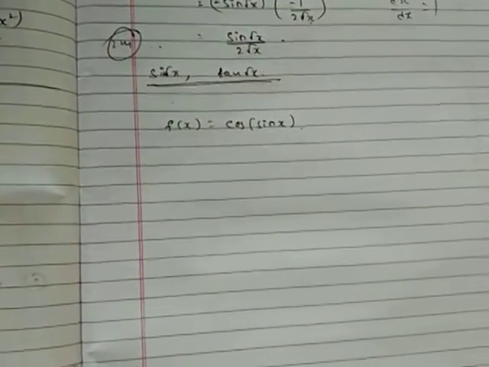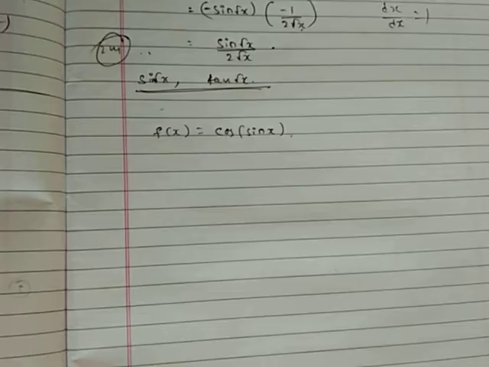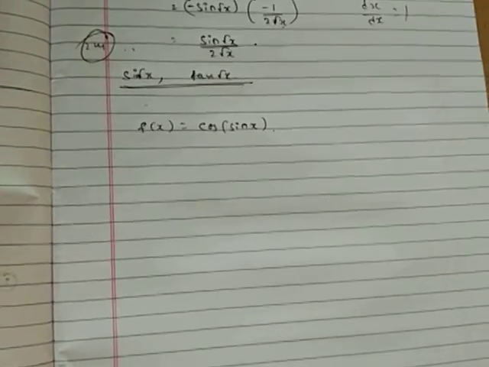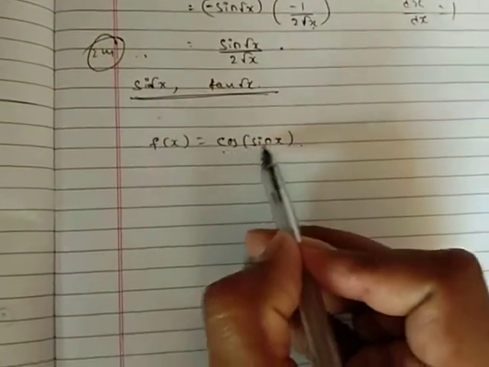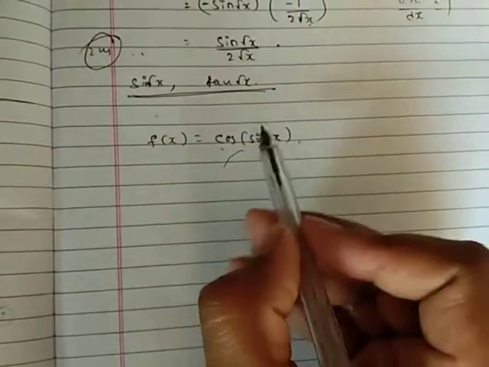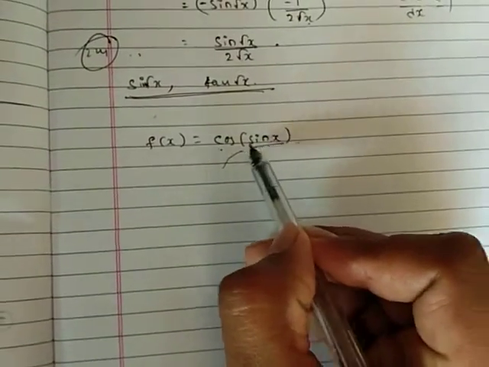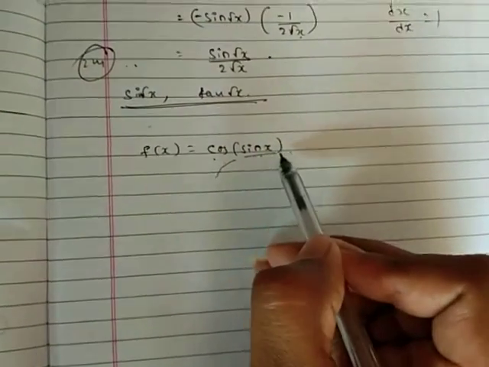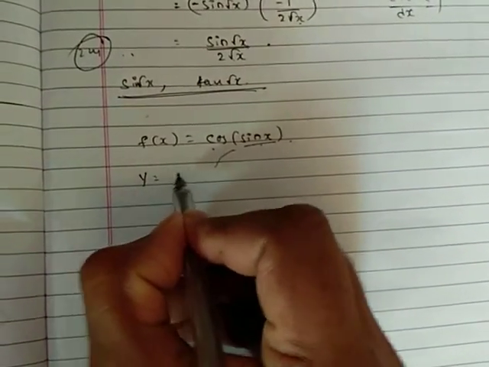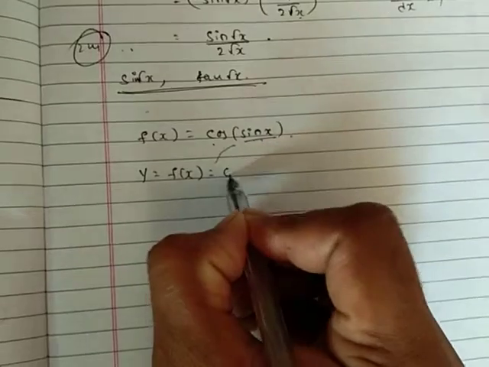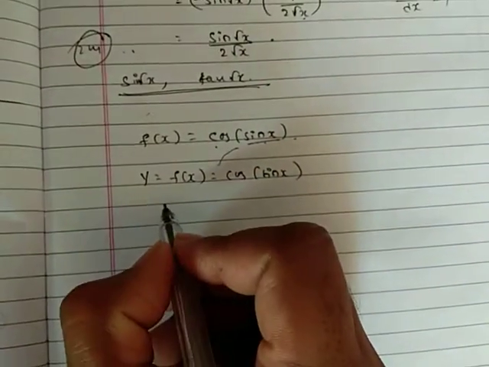So next problem, f of x is equal to cos of sin x. Very important problem, important for the chain rule of differentiation. Observe here, cos of sin x is the one function. Within cos of sin x we have another function sin x. In the sin x we have another function as x. So you need to differentiate. Observe here, first y is equal to f of x is equal to cos of sin x, the basic method for solving the differentiation.